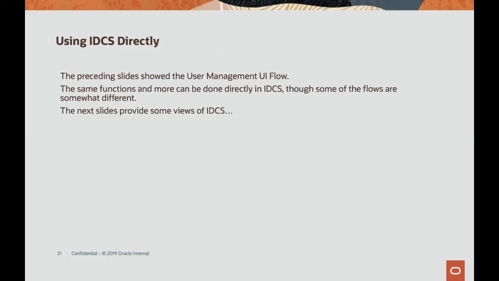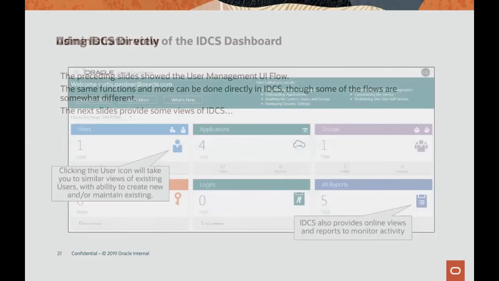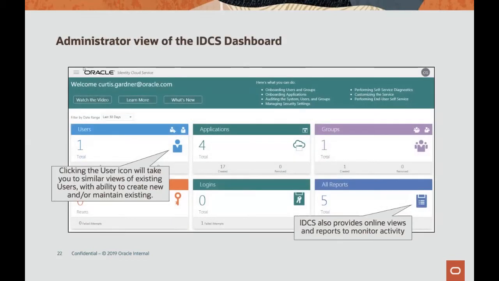Okay, so we've just looked at user management flows. You can do the same things going directly to the IDCS dashboard and menus. The flows are a little bit different, but they achieve the exact same effect of creating users, creating groups, linking users to groups. We saw this dashboard previously. As you can see, it kind of focuses around the values that we've talked about in terms of users, groups, and applications.